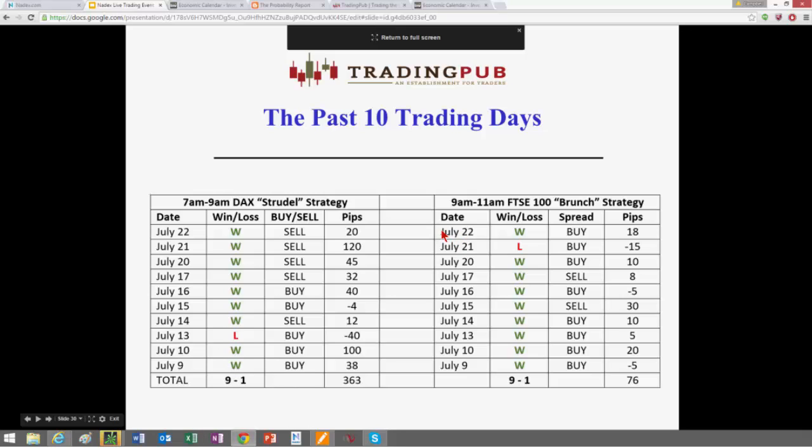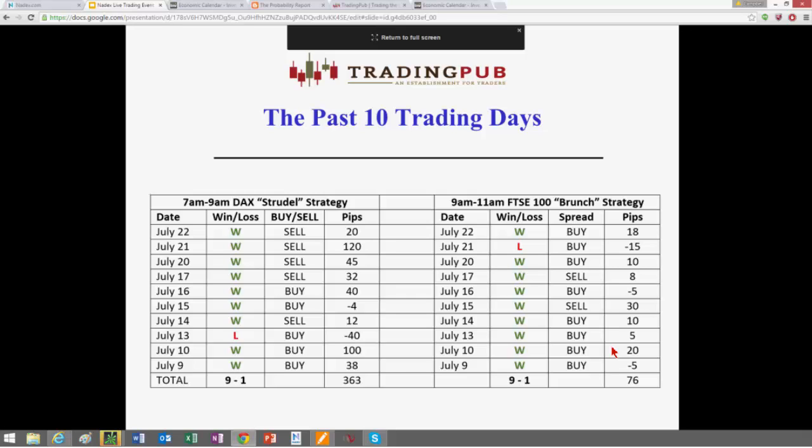The strategy I'm going to be going into next is actually historically a little bit less successful than the Strudel strategy, and that's with the FTSE. Over the past 3 months, that particular strategy has been running a little bit over 75% success rate.